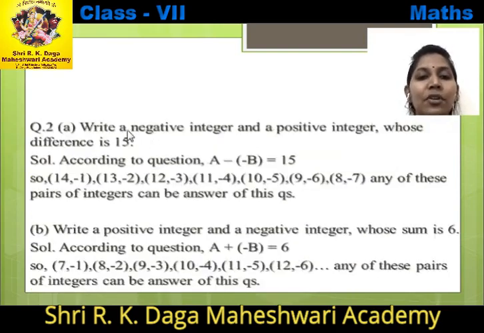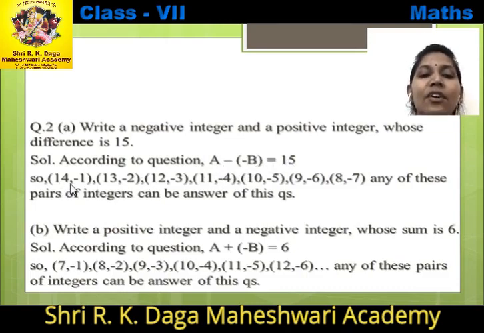Now question number 2 of this exercise is write a negative integer and a positive integer whose difference is 15. Now according to question we have to find out two integers, one of them is positive and other is negative, and difference between them is 15. So we can write this expression in the form a minus b equal to 15.